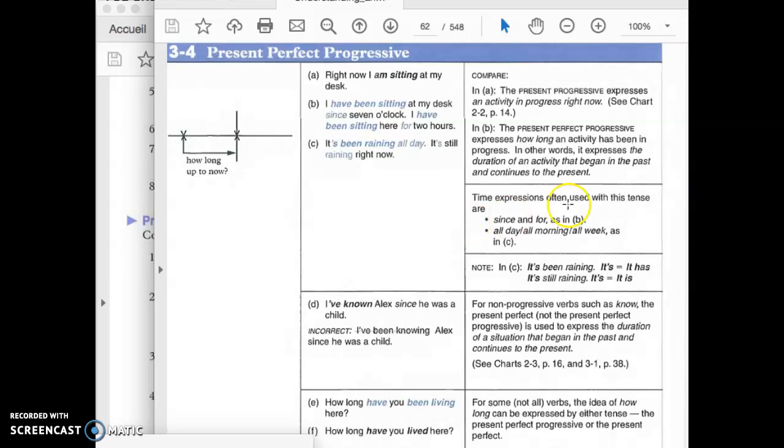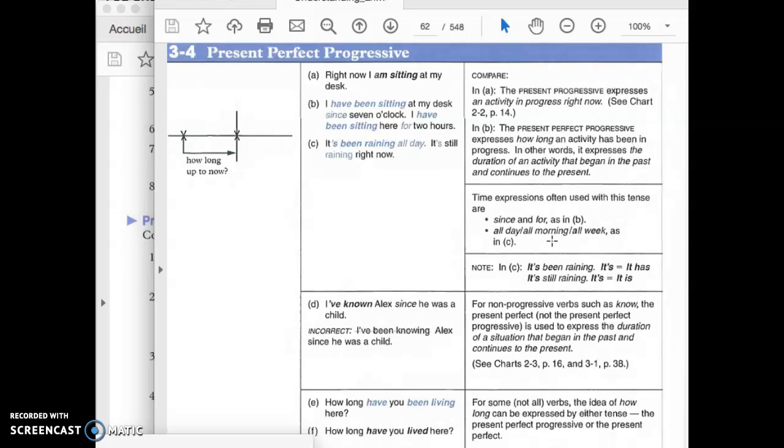The time expressions often used with this tense are since, for. Just keep in mind we have a perfect, so we're going to use since, for. All day, all morning, all week. Okay? It's been raining. It has been raining. It's still raining. It is.